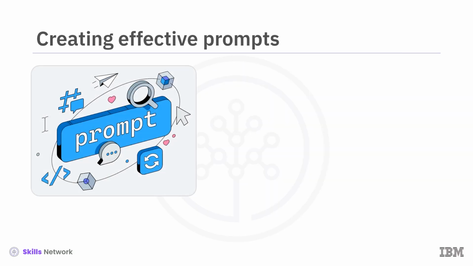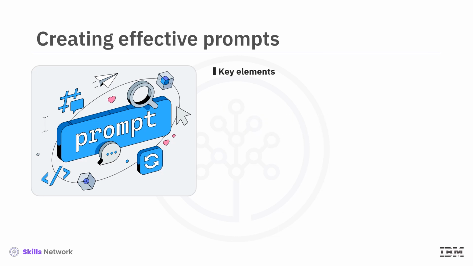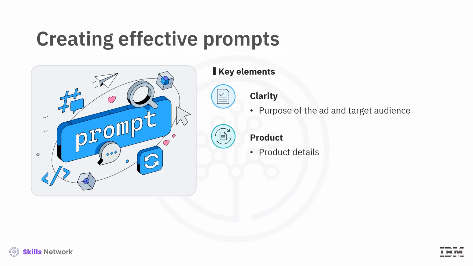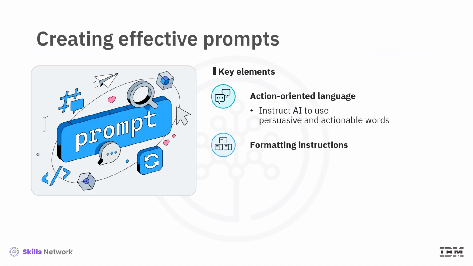To create effective prompts that generate ad copies, establish key elements. Firstly, focus on clarity, stating the purpose of the ad and target audience. Next, emphasize the product or service, including the details, unique selling points or USPs, tone of voice that you want, and platform in which you intend to advertise. Then use action-oriented language to instruct AI to use persuasive and actionable words that will drive a specific action by the reader. And lastly, consider formatting instructions.